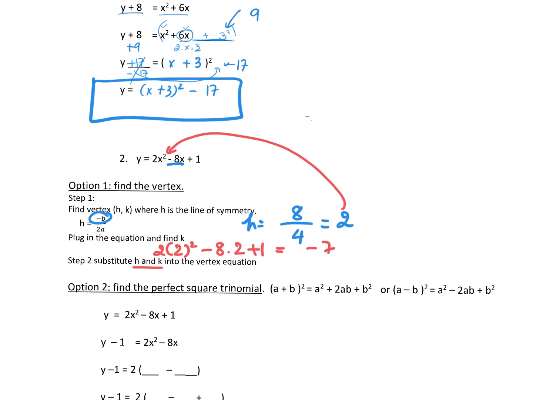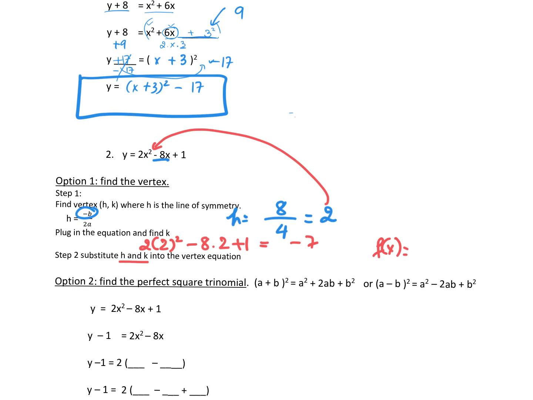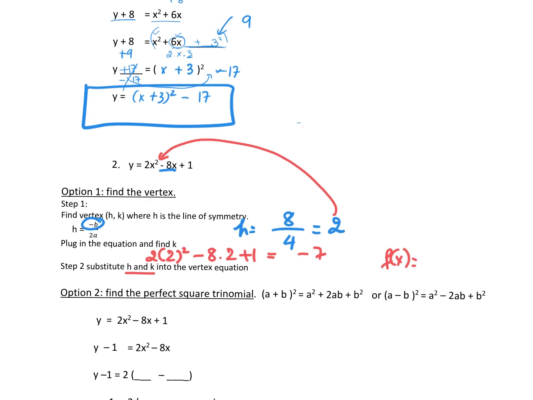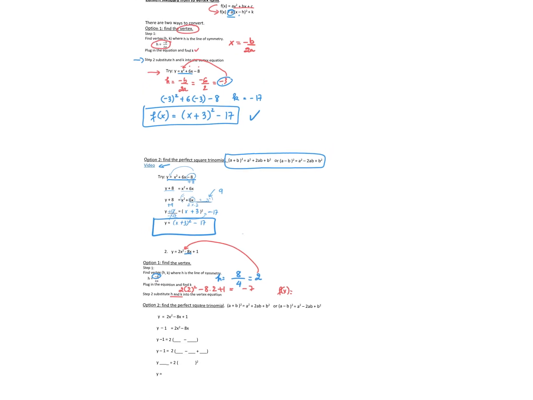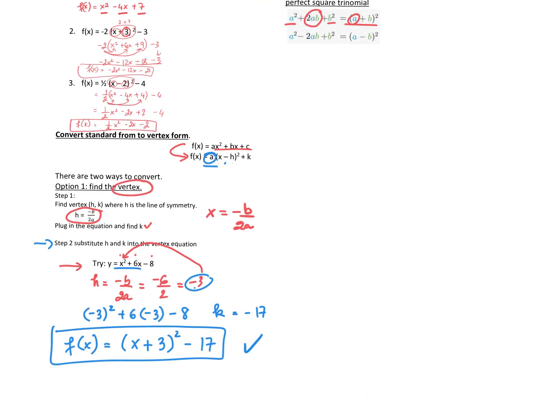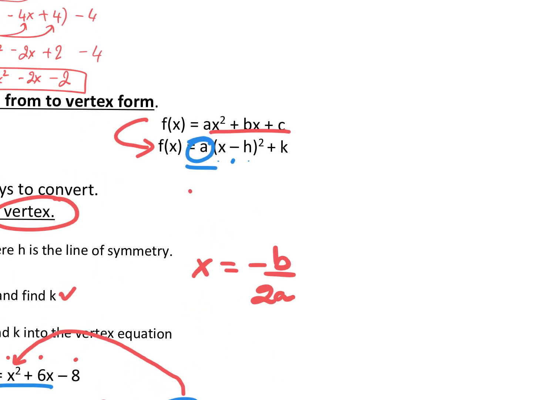So f of x will be, for this one, where's the vertex equation? I will need to show you something. Don't forget, there's also the a in front of x minus h squared. And I'm going to show you how this a comes in.